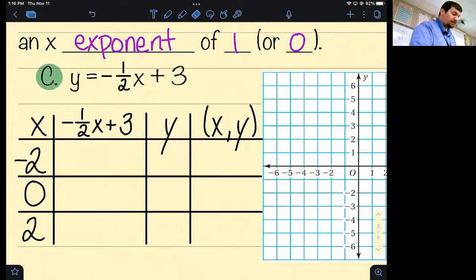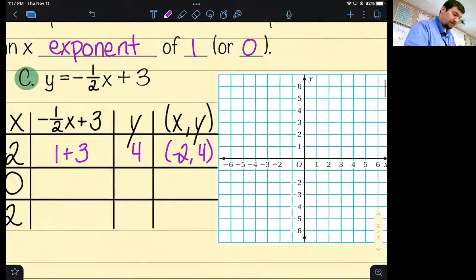So when you plug in -2, negative times a negative is a positive, and half of 2 is 1. 1 plus 3 is 4. So when I plug in -2 for x, I get 4 for y. And I'll go over and graph that up there in quadrant 2.